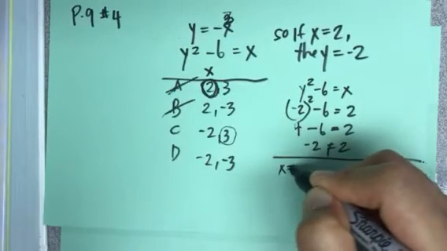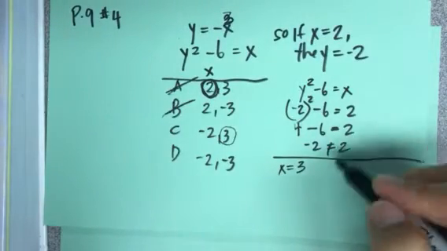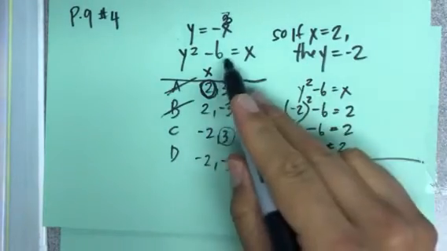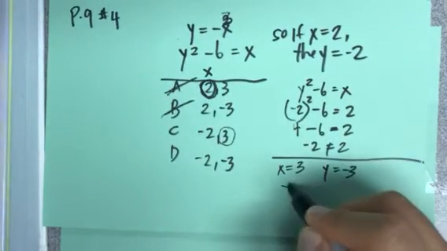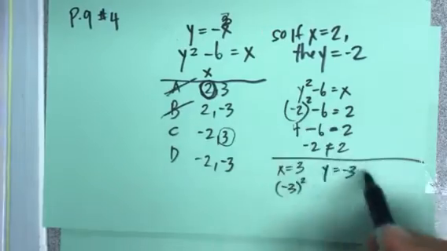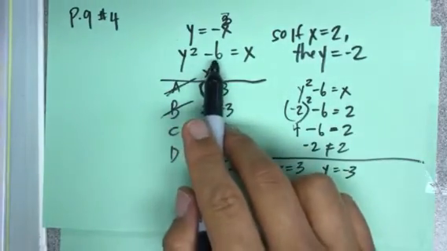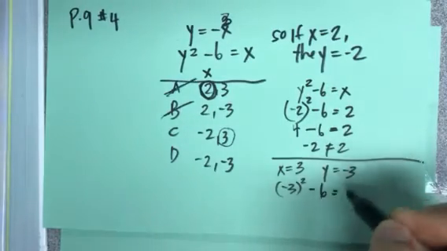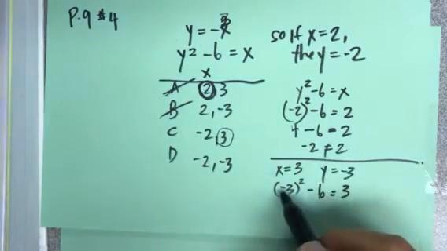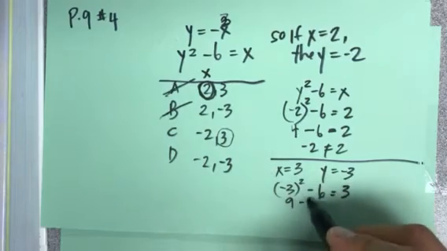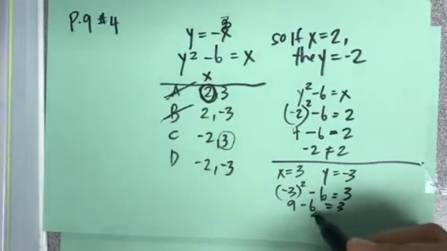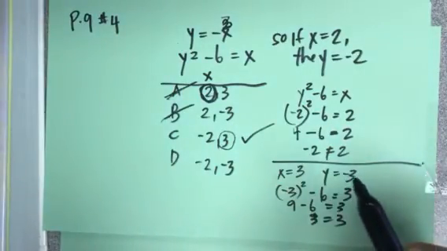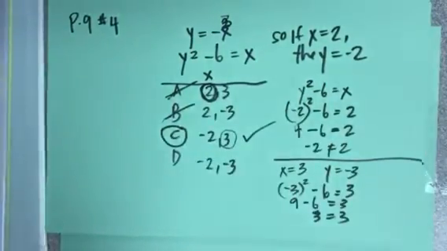If x equals 3, then y is going to equal -3. Okay, I'm going to do the same thing. I'm going to plug it back into this. y squared, so that's going to be (-3)². I'm plugging these numbers back into this original one to see if it works. (-3)² - 6 = x, which is going to be 3. This is going to be 9 - 6 = 3. 3 equals 3. This one does work, and therefore this is the correct answer.